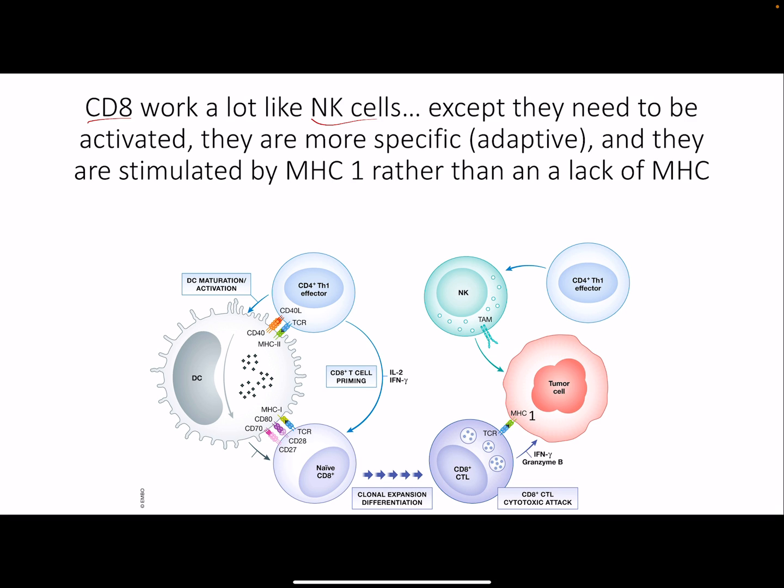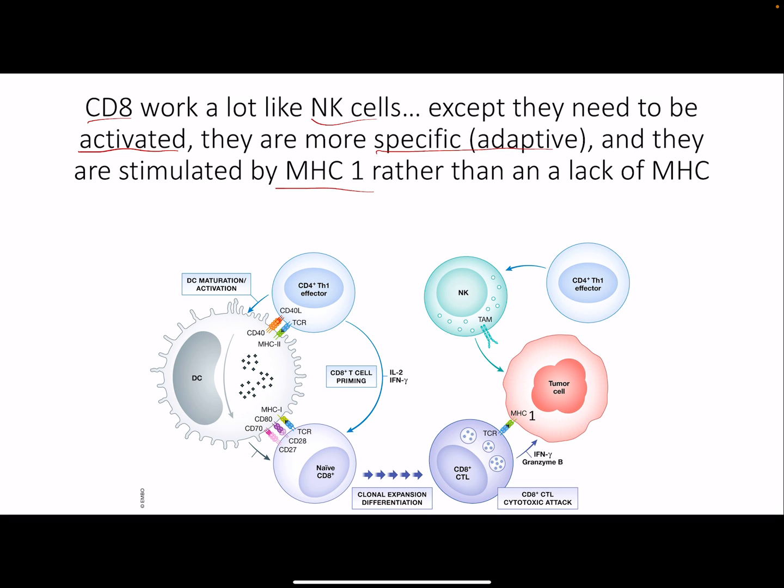The CD8 need to be activated. Natural killer cells can be amplified. They can be powered up, but they don't necessarily need to be activated in quite the same way. CD8 are also more specific, right? They still have a receptor that is specific for one and only one soulmate, only one antigen. And they're also stimulated by an MHC1.